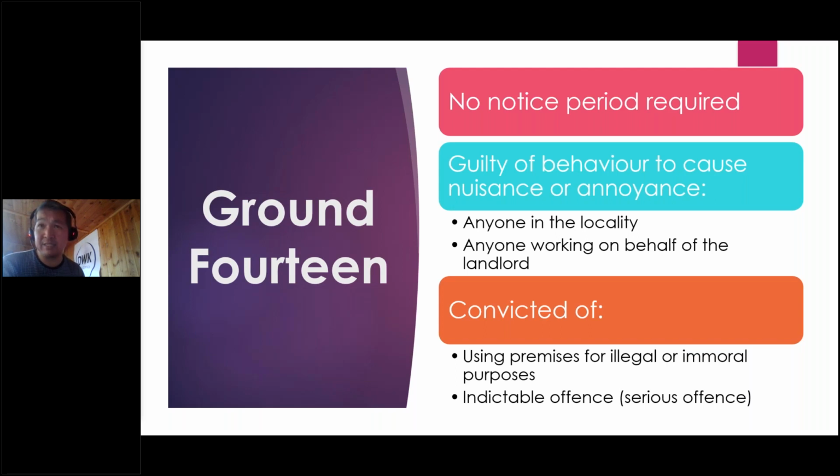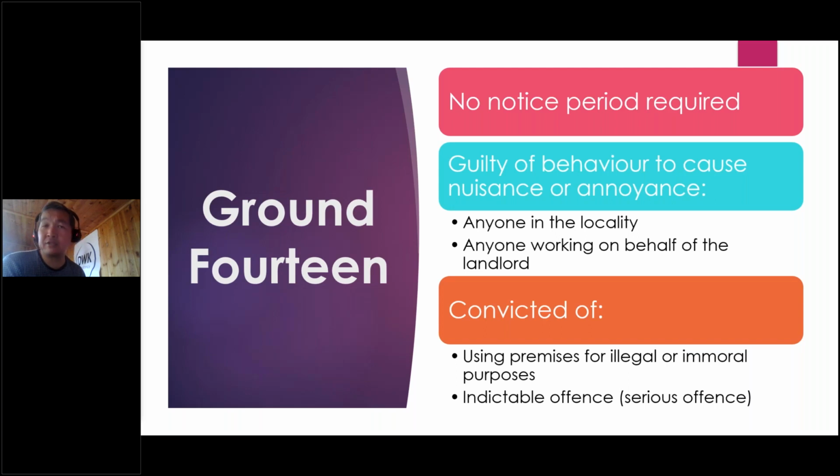The second part of ground 14 is where they've been convicted. So they've been convicted through the courts in relation to using the premises for illegal or immoral purposes, drug dealing, cannabis factory, etc. Then you can seek possession under ground 14.